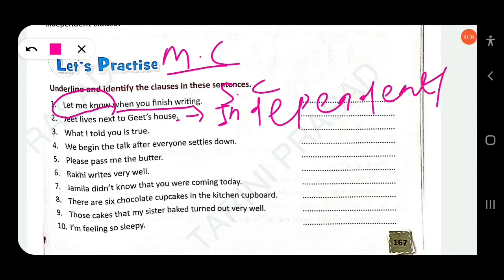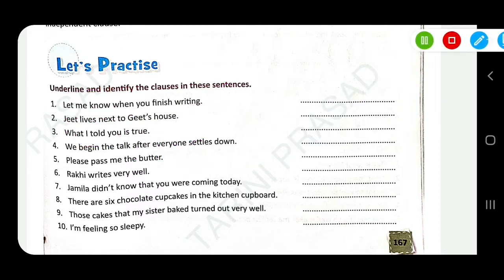What I told you is true. There are two clauses. Here, I told you, this is a main clause or independent clause. And what is true, this is a subordinate clause. I told you is an independent clause. What is true is a dependent clause. Clear?